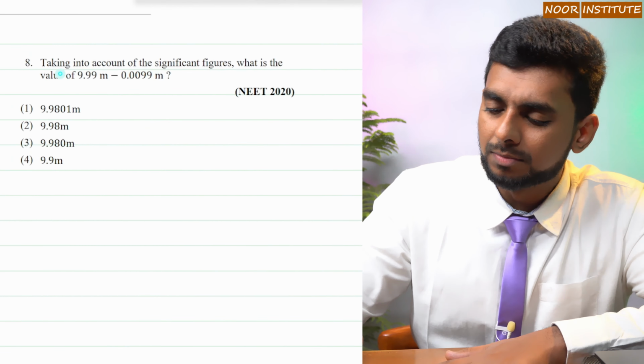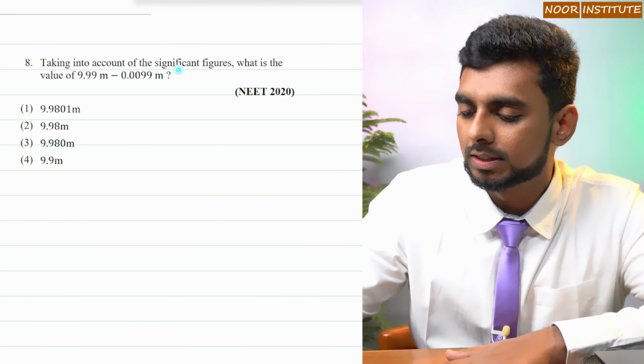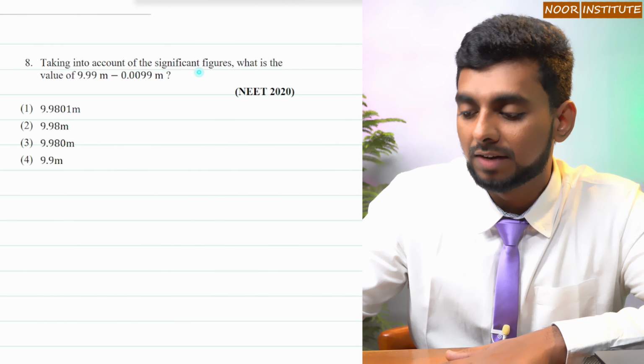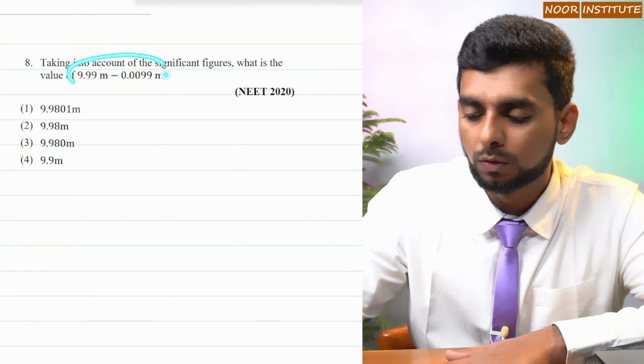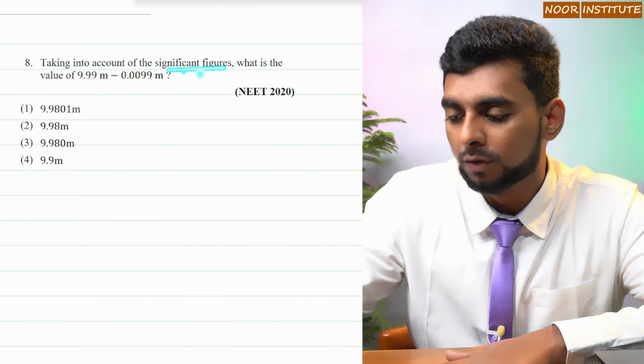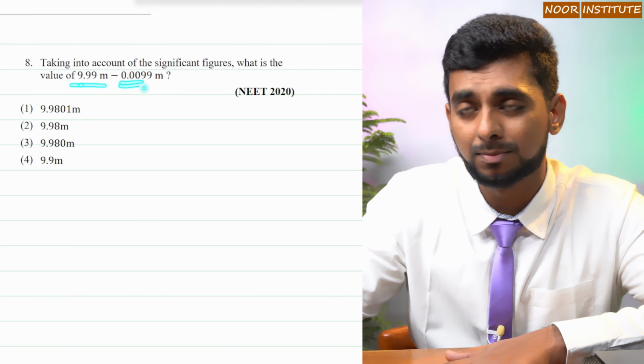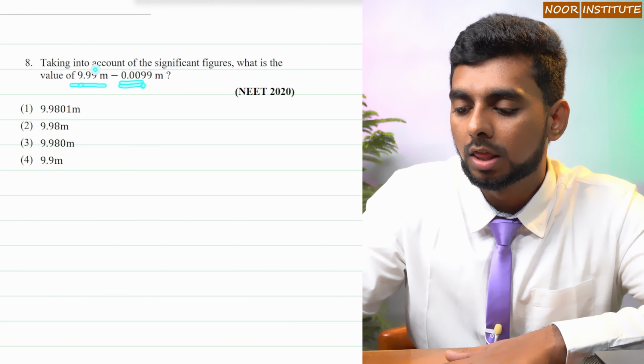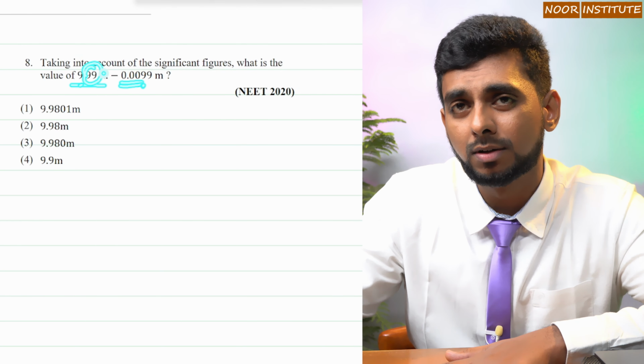Next sum is taking into account significant figures, right? So this is one of the sums that is related to significant figures. Taking into account the significant figures, what is the value of? So you do the subtraction and then you round it off according to the rules that we have studied related to significant figures. Here it is subtraction. In addition or subtraction, I'll have to consider the least number of significant figures after the decimal point. So that is how I'll consider.